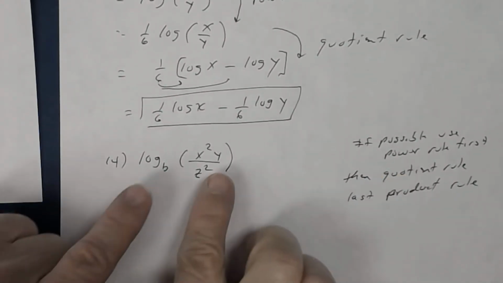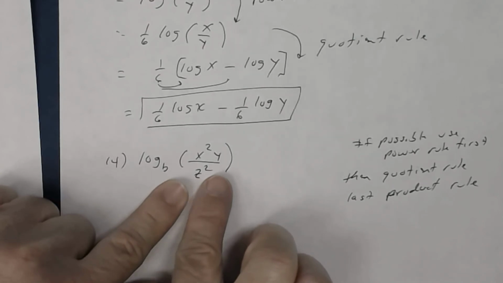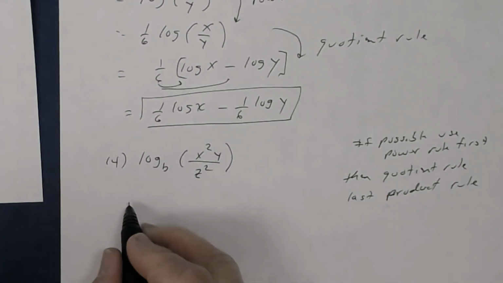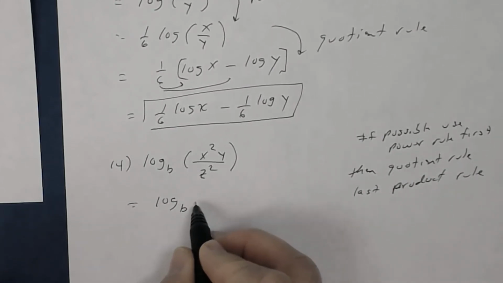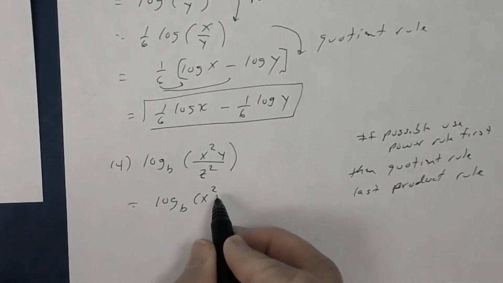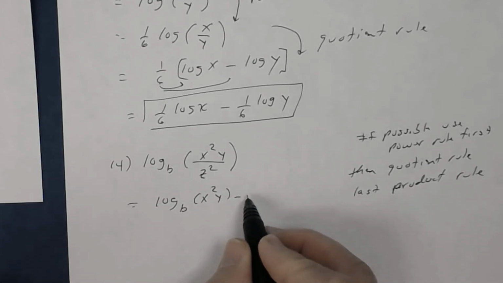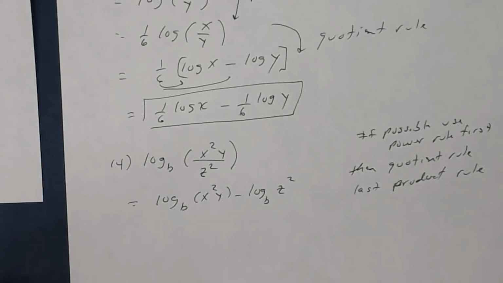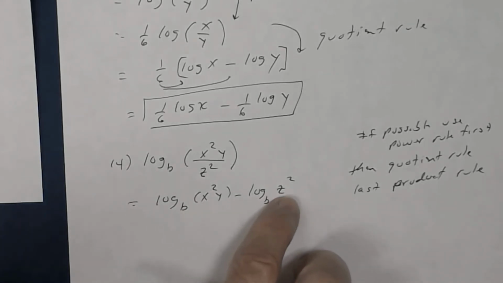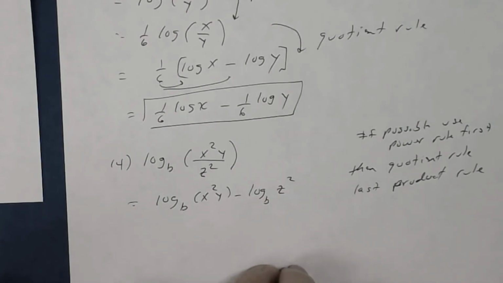So you can ask yourself, can I use a power rule first? No. So then you go to what? The quotient rule. Okay, let's go to the quotient rule. That's how you're going to think about this. So that's going to be the log base b of the numerator, minus log base b of the denominator. So notice I put the numerator in parentheses because that was a product. That was several factors here, and that was just one expression, z squared. So I did not need parentheses there.